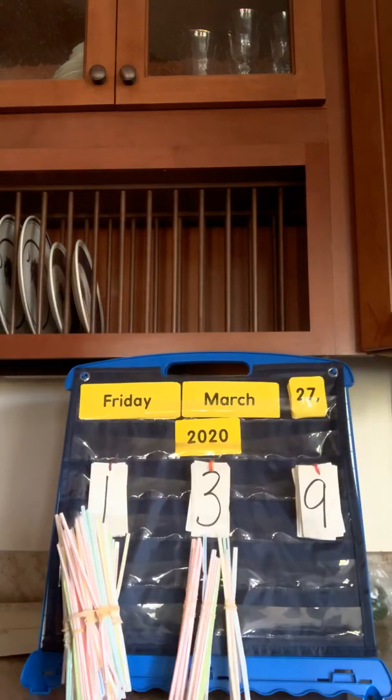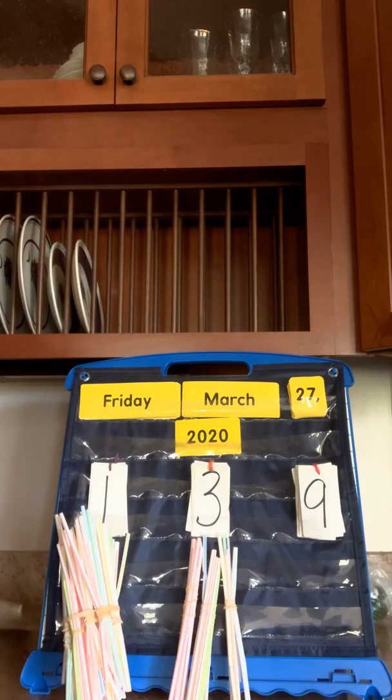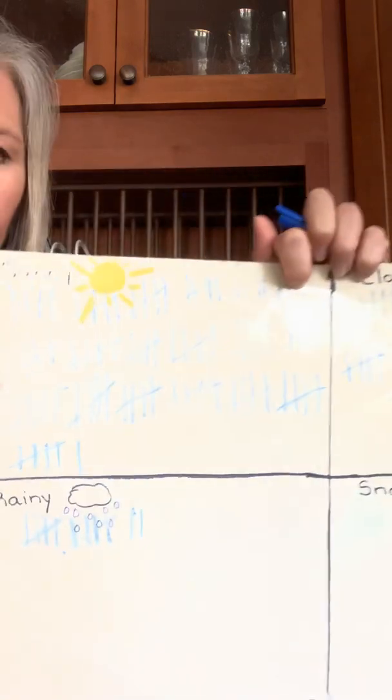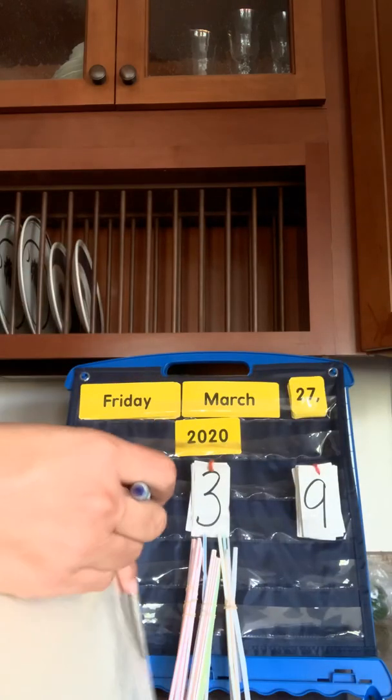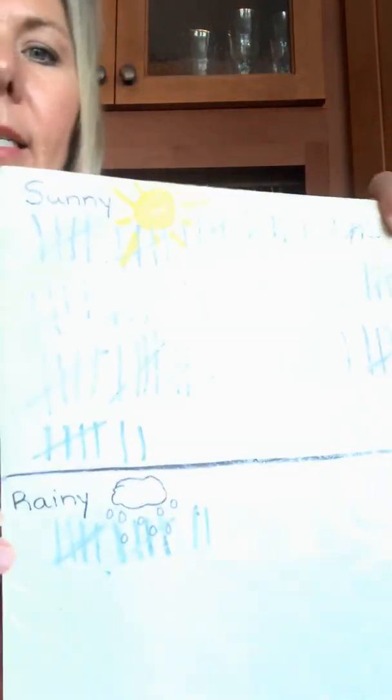What's the weather like? Who could tell me? It's a beautiful, beautiful sunny day. Once again, let's take a look at our chart, graphs, tables. Remember, all of those give you data, information. So since it's a sunny day, we'll add that tally mark. Now we can count by 5s and 1s to be able to gather that information.